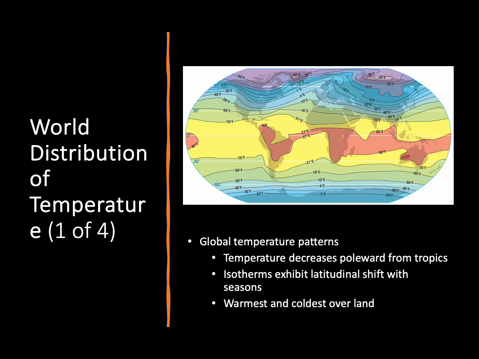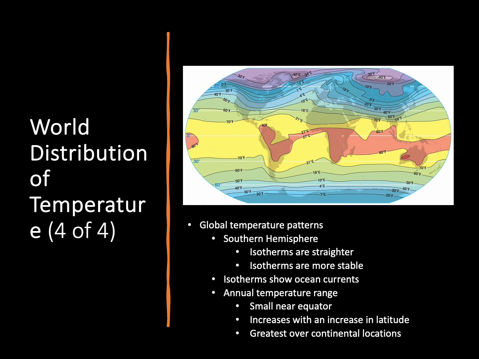But we can also see some major differences between land and oceans. We'll notice that our lands are always warmer than the surrounding oceans. And all of this goes back to the specific heat of water. It's always going to be easier to heat up a continent than it is to heat up an ocean.